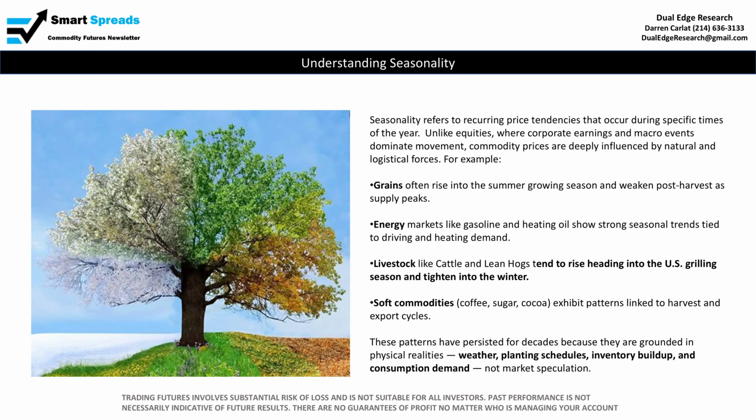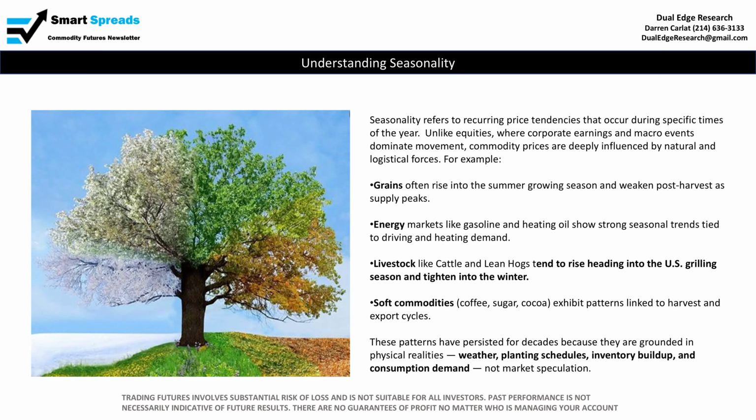For example, grain prices often rise during the summer growing season when weather risk is highest and then weaken after harvest as supply peaks. In energy markets, products like gasoline and heating oil show strong seasonal trends tied to driving and heating demand. Gasoline tends to strengthen in spring and summer, while heating oil typically rises into the colder months. Livestock markets, such as cattle and lean hogs, also follow seasonal rhythms. Prices tend to climb heading into the U.S. grilling season and tighten again during the winter months.